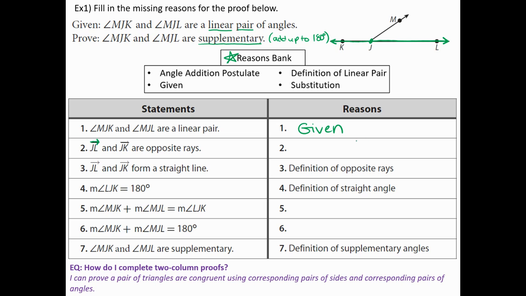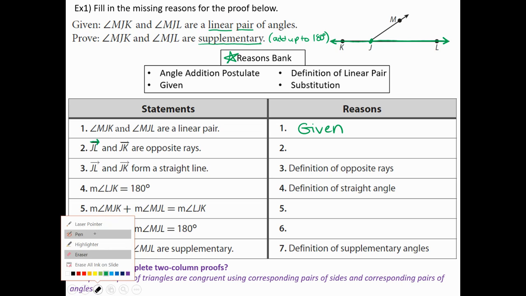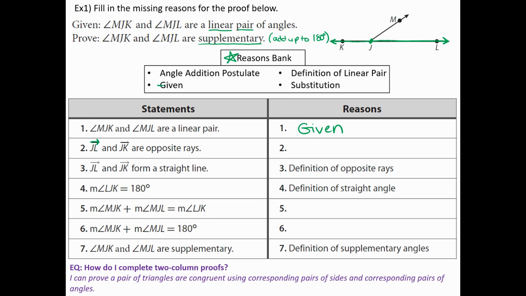So our reason for that, we have some things up here. Was that given to us? No, we already used the given. I should have crossed it out when we did it. We already used the given, so we know that one's done. For this set of notes, we're only going to use each one once. We have angle addition postulate, definition of linear pair, and then substitution.